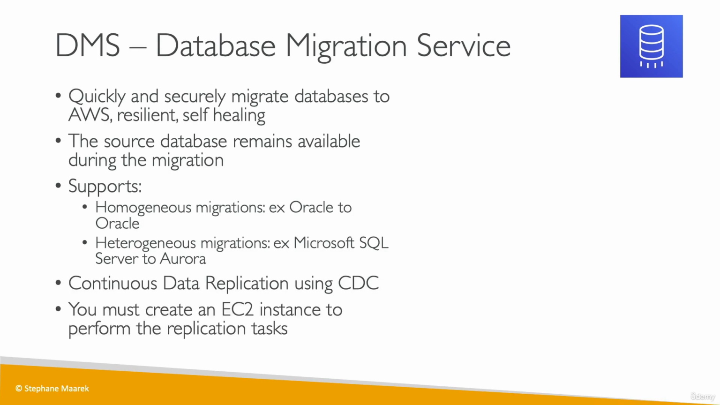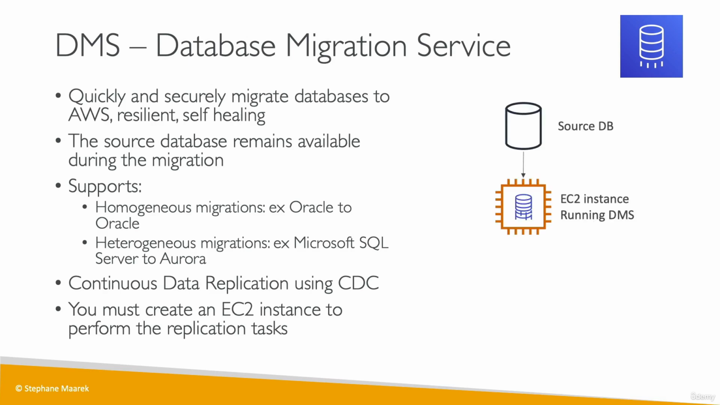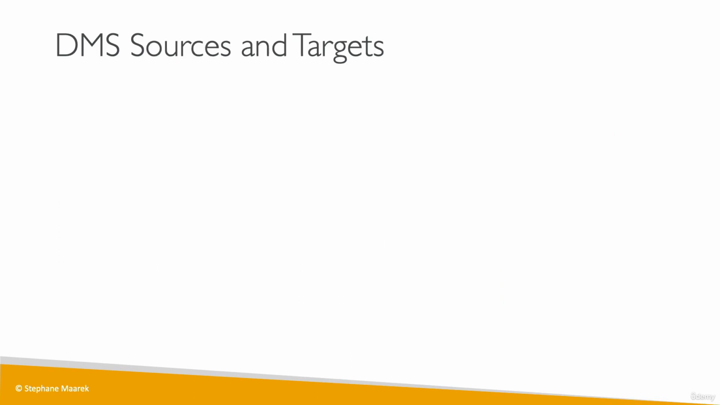Finally, to use DMS, you need to create an EC2 instance, and that EC2 instance will perform the replication tasks for you. So very simply, your source database may be on-premise, and then you're running an EC2 instance that has the DMS software, and it will pull the data from the source database continuously and put it in the target database. So the question is, what are the sources and what are the targets?